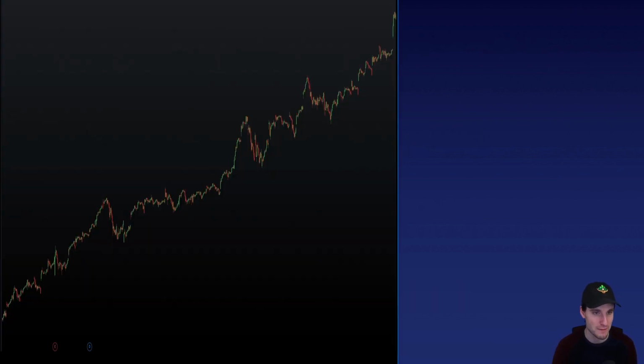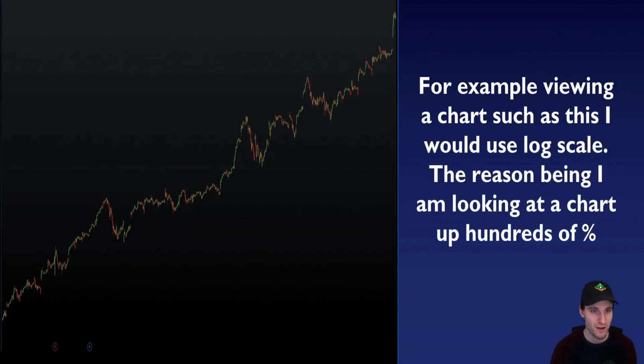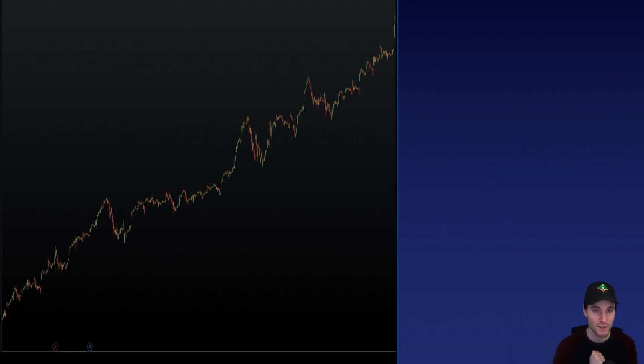Okay, so now we'll go through some examples of this. So here we have a chart, and viewing a chart such as this, I would use log scale. The reason being, I'm looking at a chart of hundreds of percent. So this chart has moved up hundreds of percent. And again, don't worry, I will load up these charts and show you so you can actually view how this looks when you open it in the chart. But the reason you would use log scale on this is really simply the fact that it has moved up hundreds of percent. Simple as that, really.